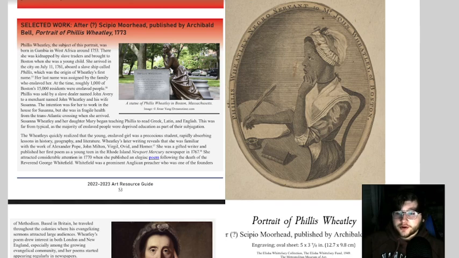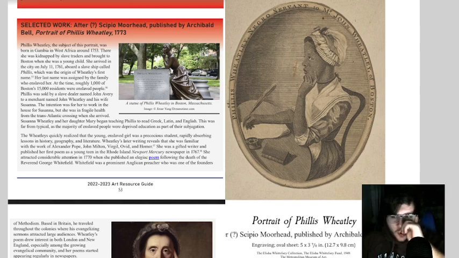Susanna Wheatley and her daughter Mary began to teach Phillis to read Greek, Latin, and English. This was far from typical, and the majority of enslaved people were deprived of education as part of their subjugation. The Wheatleys quickly realized that the young enslaved girl was a precocious student, rapidly absorbing lessons in history, geography, and literature.